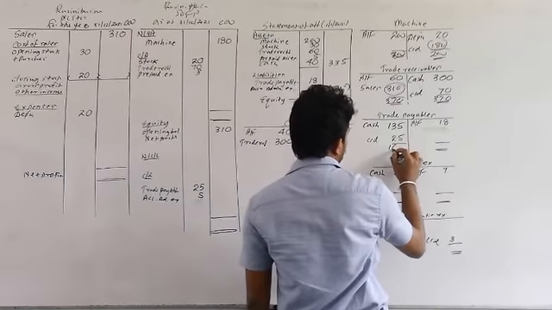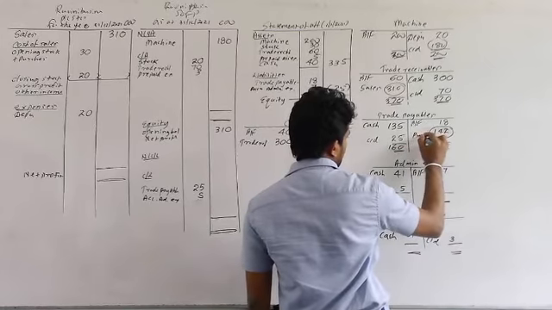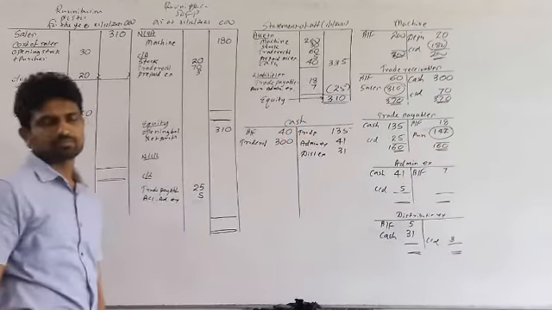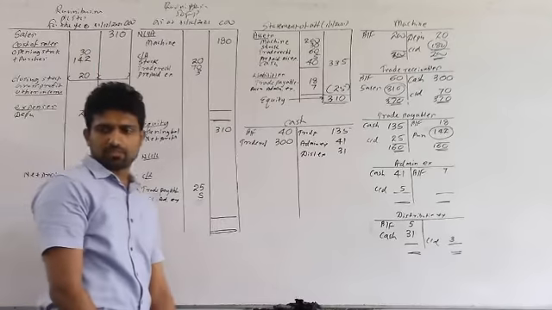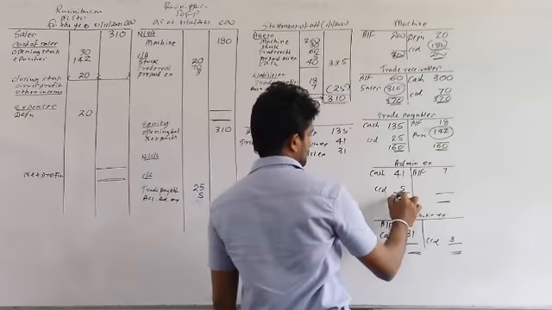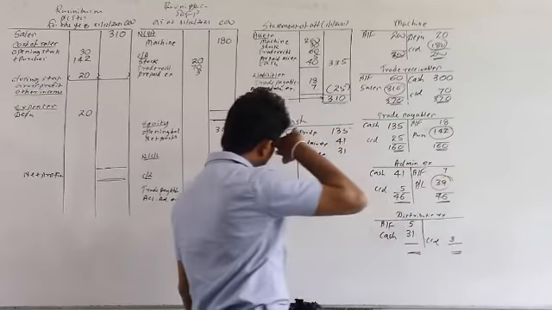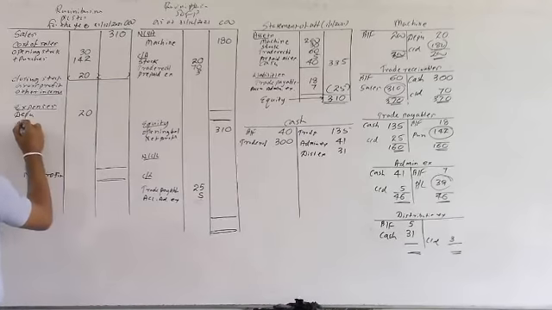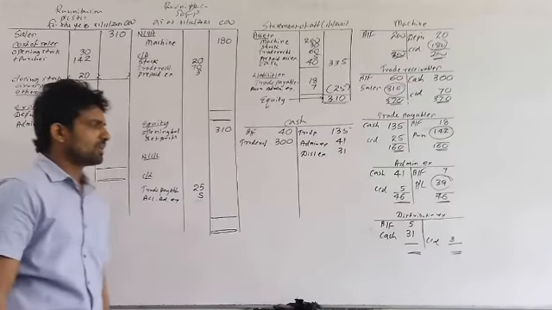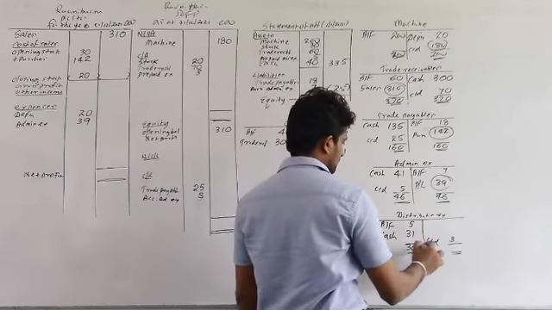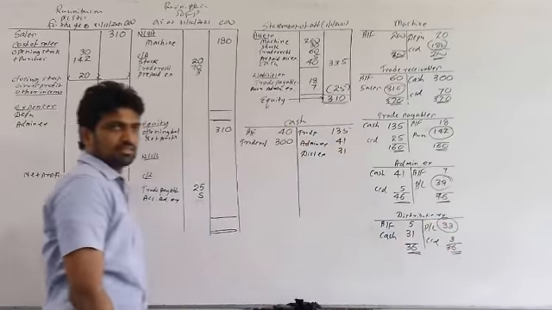Trade payables. Take this 142 is in purchases. Then administration expenses. Charge capital profit and loss. Distribution expenses 33. Hurry.